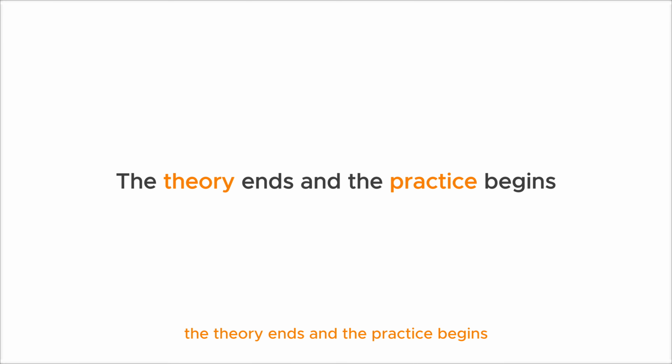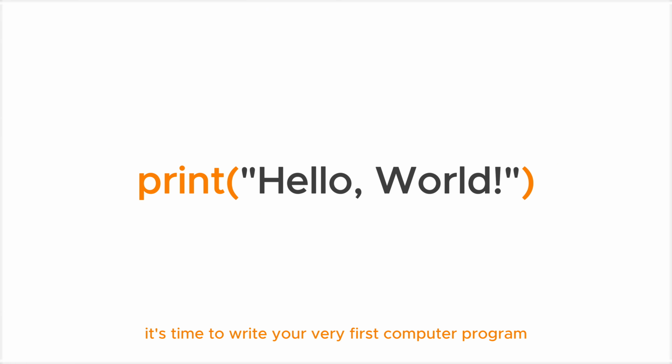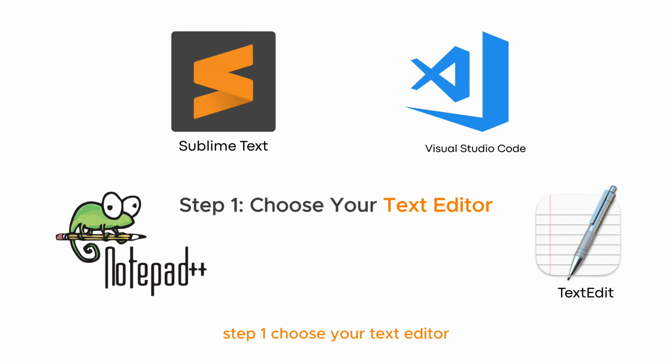The theory ends and the practice begins. It's time to write your very first computer program. Step 1. Choose your text editor. To write code, we need a simple place to type. This is called a text editor.